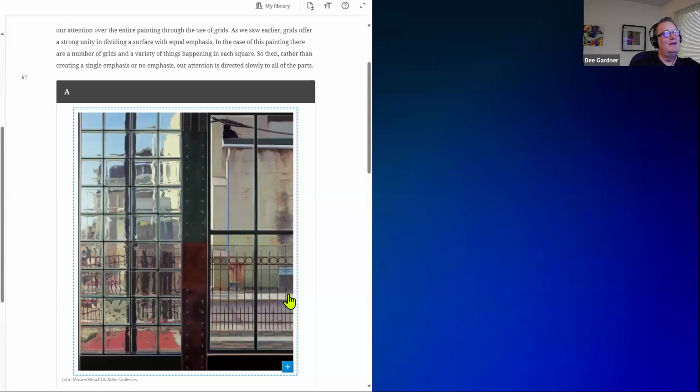This painting right here is in every chapter. And one of the things I think the author of the book is trying to show us is that we can talk about every design principle and every design element with this particular thing. So, what is the focal point in here?